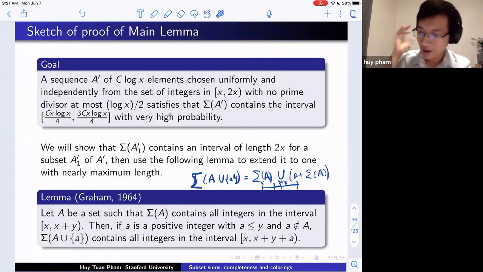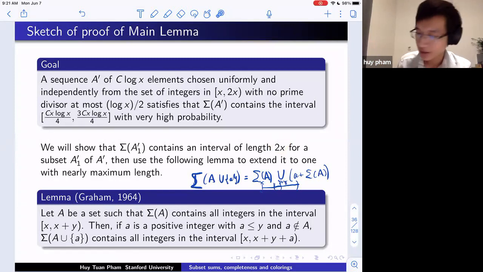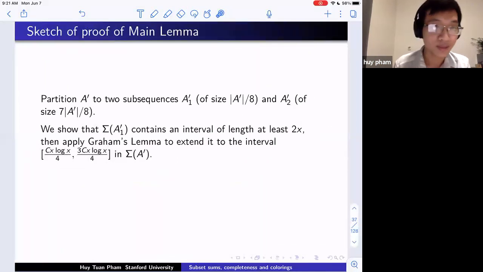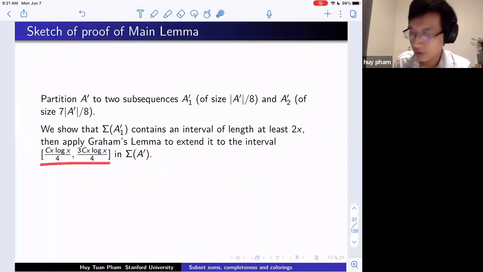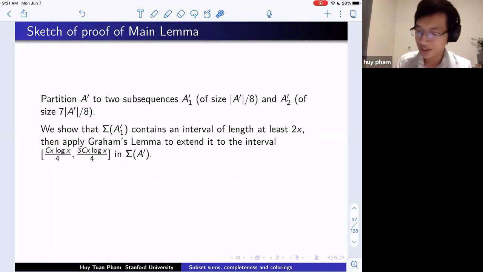And because all of our elements of A prime are at most 2x, that is why we set out to find an interval of length 2x. And then we can repeatedly apply Graham's lemma to obtain the much longer interval of length x log x in sigma of A prime. So we'll choose A1 prime to be a small constant fraction of A prime, A prime over 8. And then A2 prime will be the remaining 7 over 8 fraction of the elements. And A2 prime will help to extend the interval. And A1 prime will help to create the initial interval of length 2x.